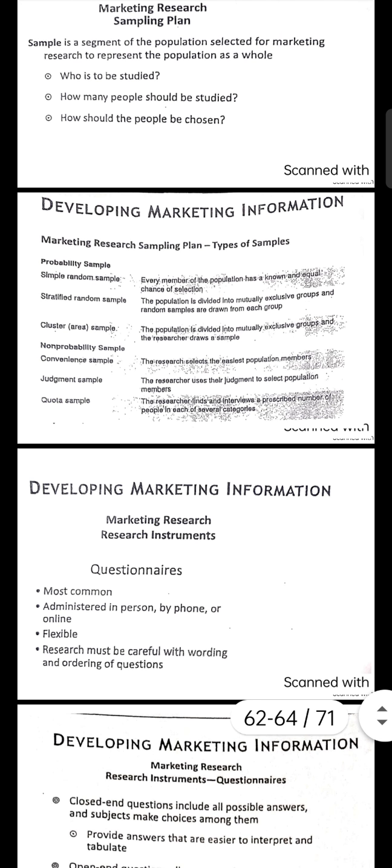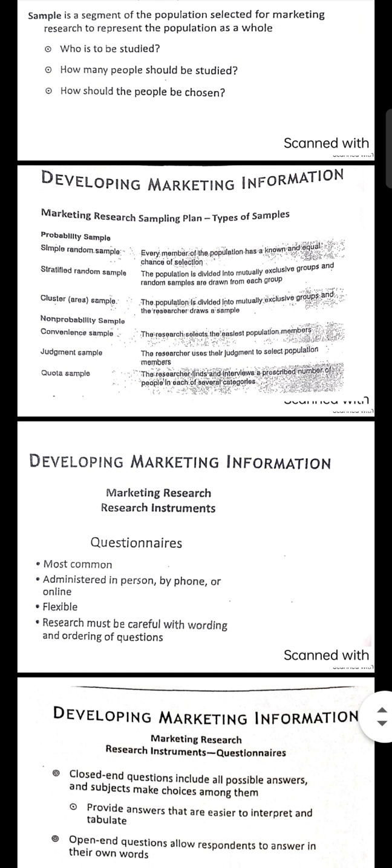So next one, type of sample. Here I will just go through fast, it's just for understanding. I think it's not so important, but anyway, you just know that there will be a simple random sample, stratified random sample, cluster sample. I think cluster sample is easy for you to understand.